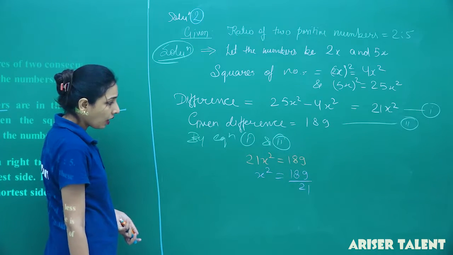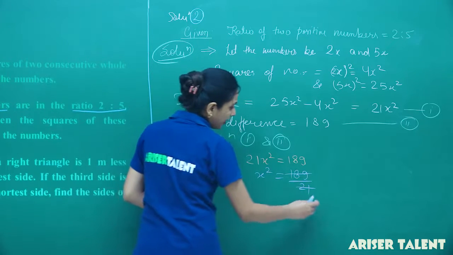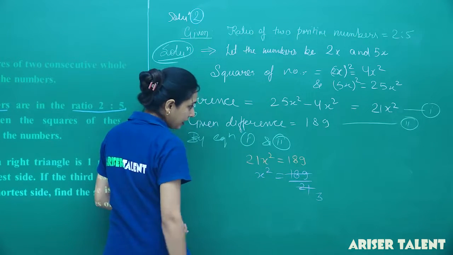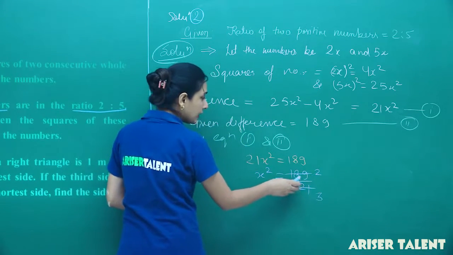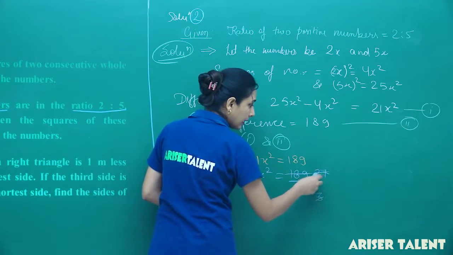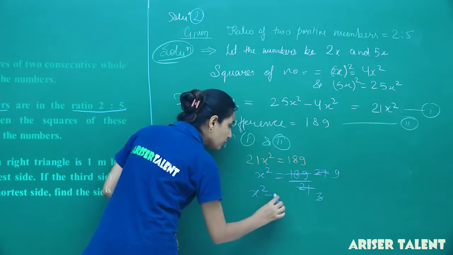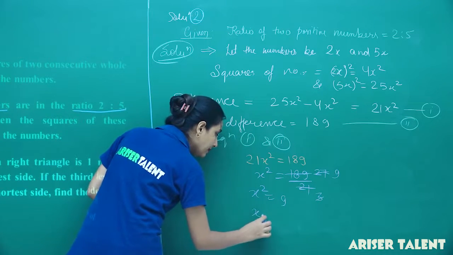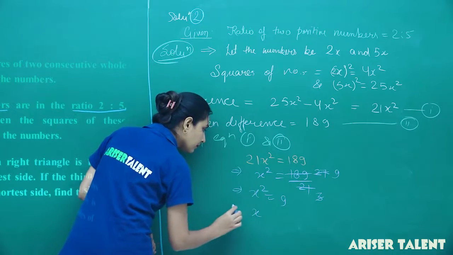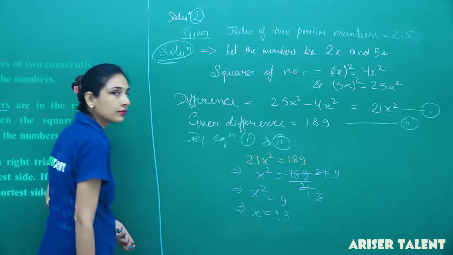Now, by the 7th table, that is 3 times, 2 times 14, 4 left. Right. Now, 9 times. Okay. So, x square equals 9. That implies that x will be equal to plus or minus 3.